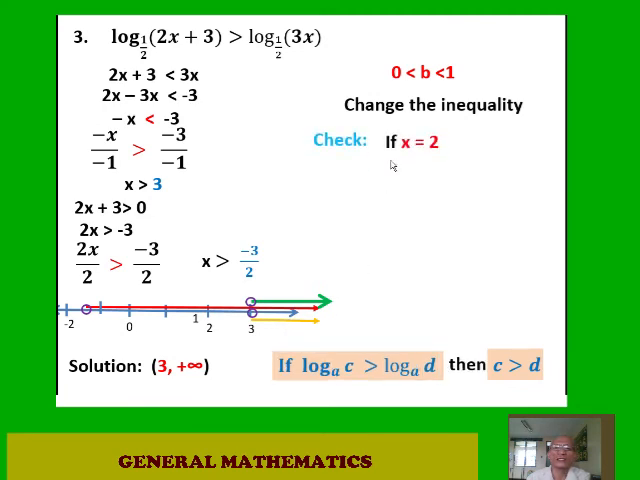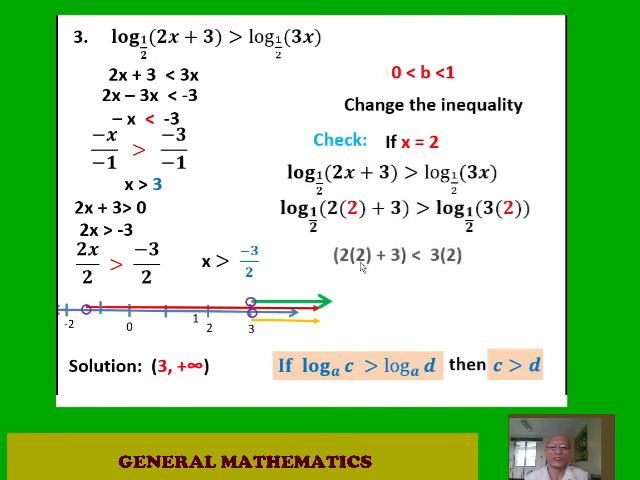However, if x is replaced with 2, 2 is not included in our solution set, only the green one. What will happen to the inequality? So x is replaced with 2, simplify. Because the base of the logarithm is 1 half, we change greater than to less than, then simplify further. 7 less than 6, which is false. It's because 2 is not included in our solution set. Okay?